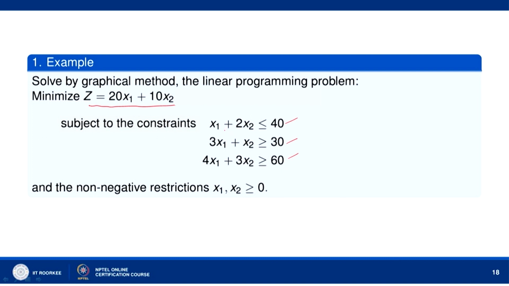So, what we will do, we will draw the straight lines given by x1 plus 2 x2 equal to 40, 3 x1 plus x2 equal to 30, 4 x1 plus 3 x2 equal to 60, and from there and the non-negative restrictions x1, x2 greater than or equal to 0, we will find the permissible region to determine the minimum value of z. Now, let us see.